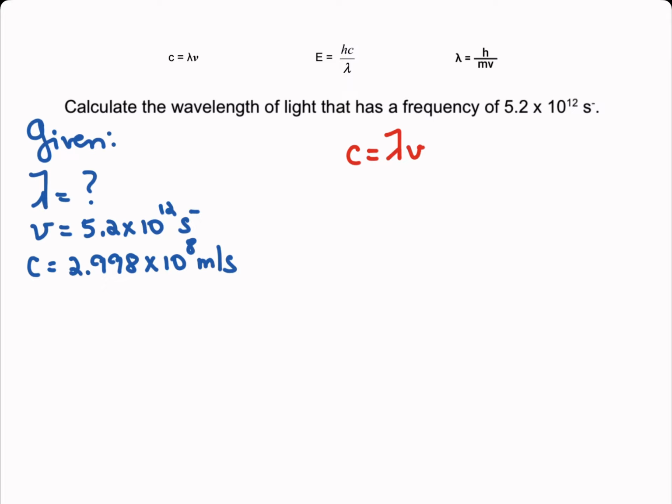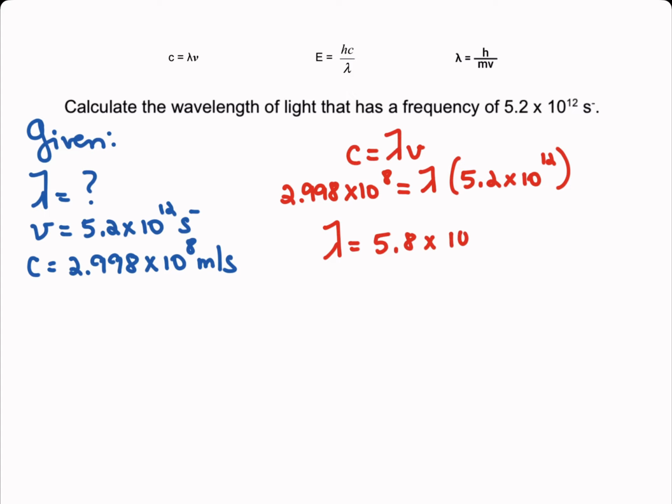So c is a given. My lambda is my unknown, and my frequency. So I'm going to go ahead and solve for lambda. Lambda equals 5.8 times 10 to the negative 5th meters. Remember when we're trying to use our calculators that you do want to use parentheses around your scientific notation.